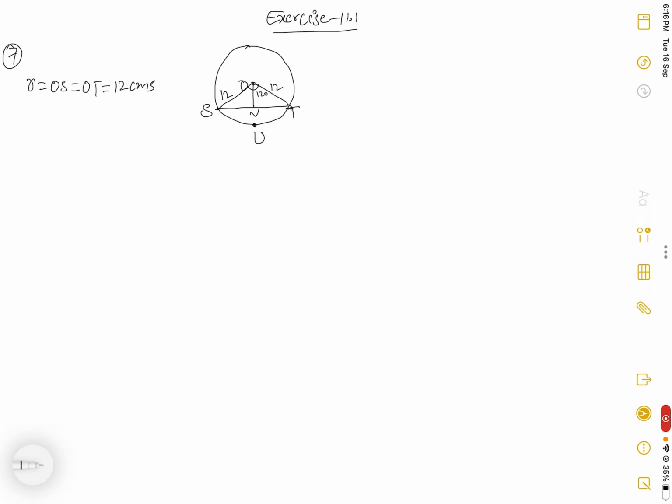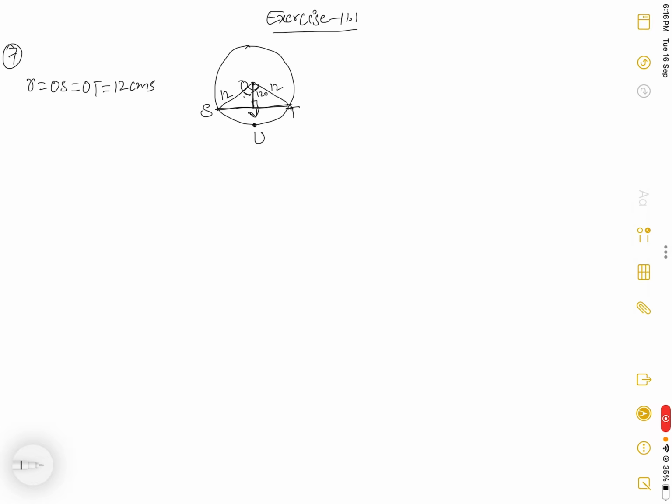Now bisect the 120 degrees with a line perpendicular to ST. I join OV. OV is the perpendicular to ST. So this angle is 60 degrees, and this angle here is also 60 degrees.